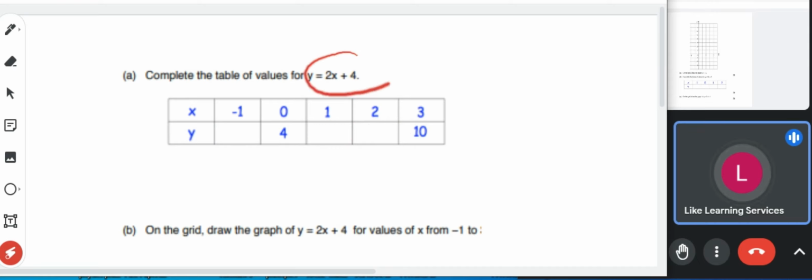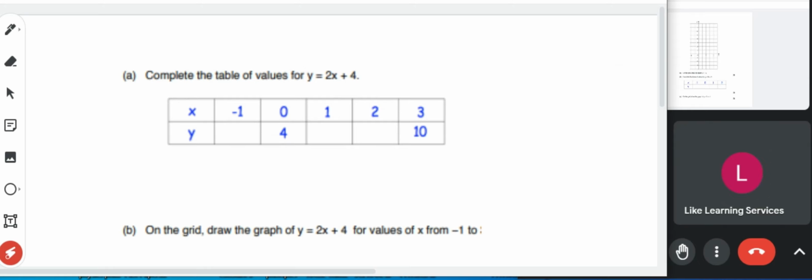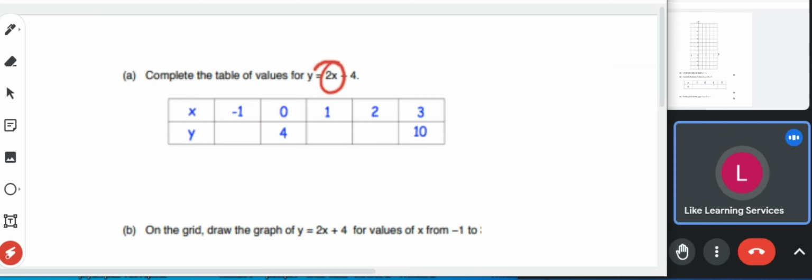Now the equation says y equal to 2x plus 4, isn't it? X values are given. What you are just going to do is, whatever x is, you substitute it here. For instance, in this first one, what's the value of x? Minus 1. So you come to the equation and substitute that value for x. So it becomes y equal to 2 times minus 1. You know 2x means 2 times x. Do you know that?